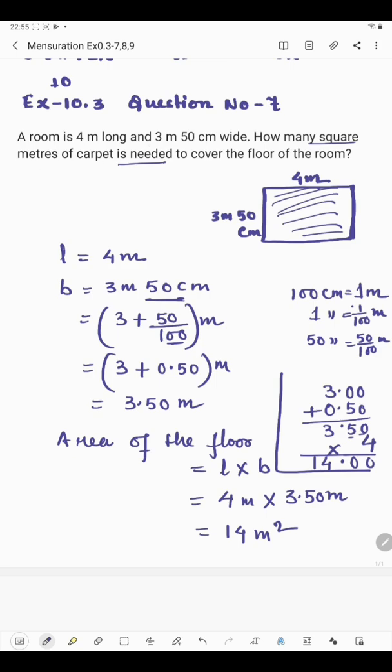So how many square meters of carpet is needed? It will be 14 meter square, because whatever be the area, that will be equal to the carpet needed. So it will be 14 meter square. We'll write therefore, carpet required is 14 meter square. So 14 meter square carpet will be required to cover the floor of the room, which is of length 4 meter and breadth 3 meter 50 centimeter.